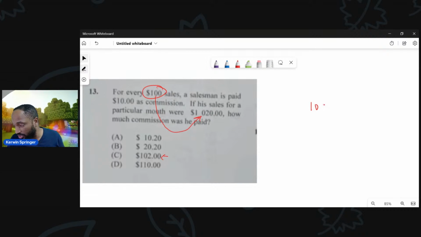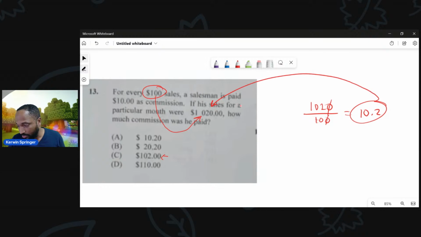So I will count how many $100 are in this. When I divide, cancel the 0, 10 into this is 10.2. That's not the answer. That's just how many $100 are in this. So now I need to multiply that by 10. How much commission was he paid? When I multiply that by 10, I get 102, which is C. So I don't know why the teacher said D.